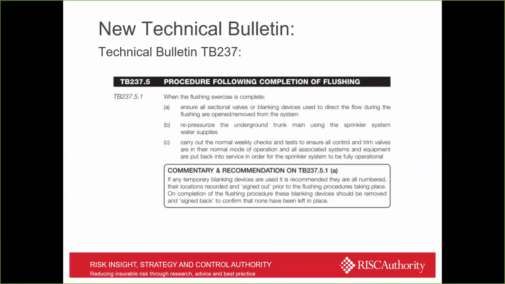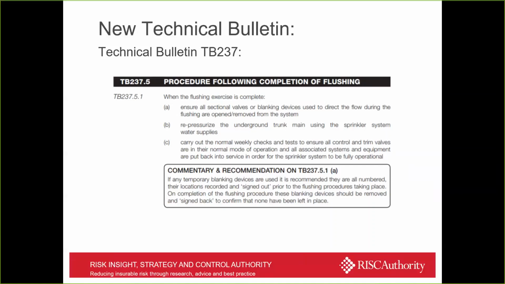And then following the flushing procedure, we're giving some advice as to what you should do. Obviously, during the flushing exercise, if you need to close any sectional valves on, say, a ring main to ensure that the flow goes in one particular direction, or you might have to introduce some blanking plates, then you've got to make sure that those are all removed from the system and the valves are open again. Repressurize the underground main using the sprinkler water supplies, and then you'd carry out your normal weekly tests, etc., to make sure that the system is functioning as it should be.